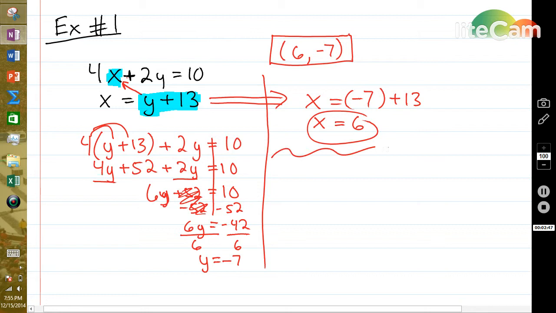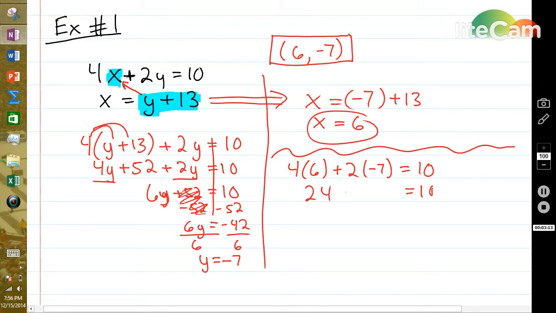Now, if you're unsure about your solution to the system, you can check the solution in both equations. Starting with the first equation, plug in 6 for x and negative 7 for y. If the left side is equal to 10, then this equation checks out. 4 times 6 is 24. 2 times negative 7 is negative 14. 24 minus 14 is 10. So this equation is okay.